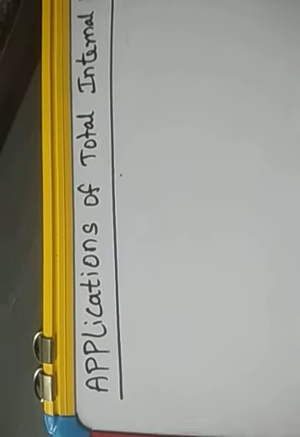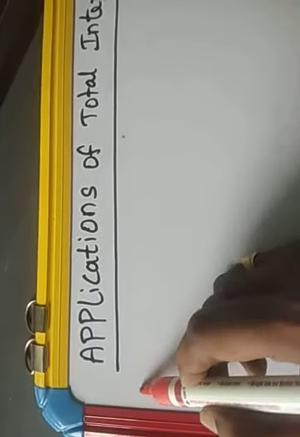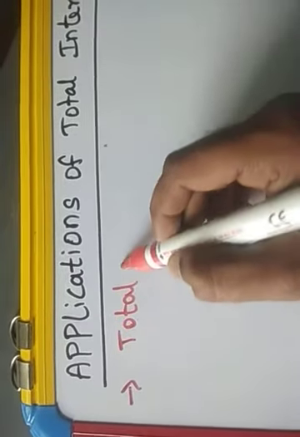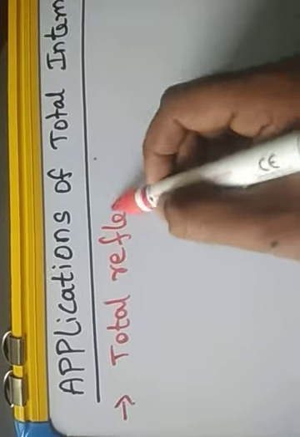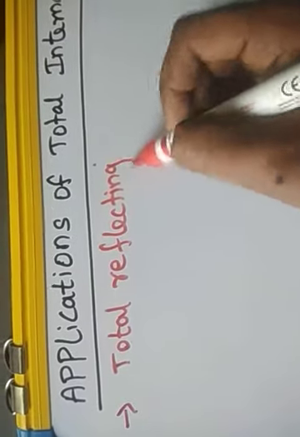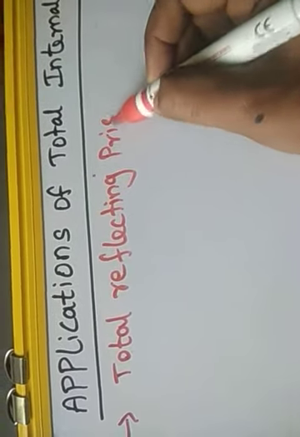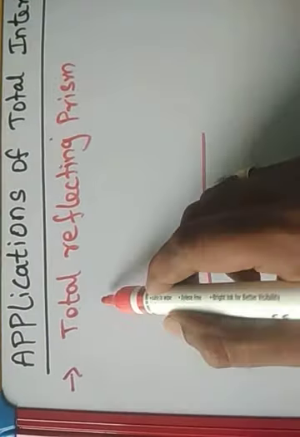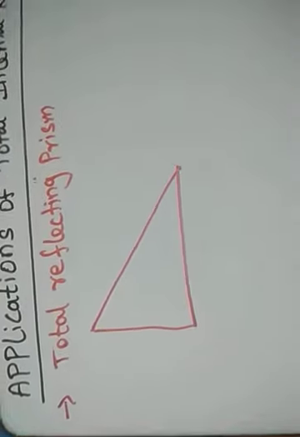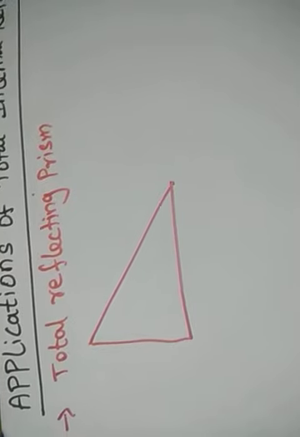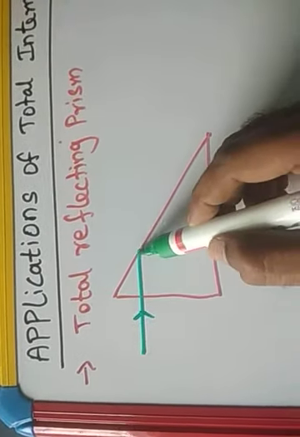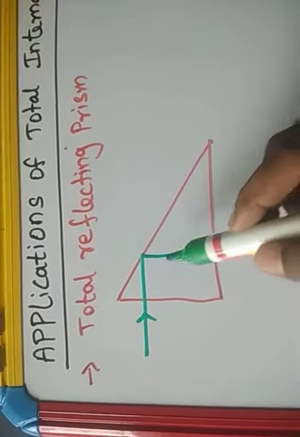The next application of total internal reflection is the total reflecting prism. When we take the prism like this, this is the shape of the prism, and the light enters in this manner, what will happen? This will be reflected.